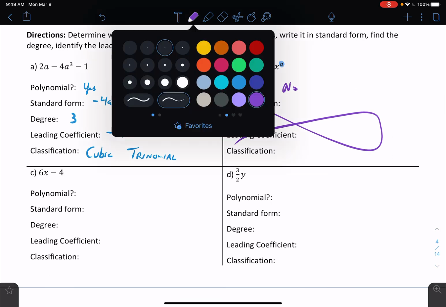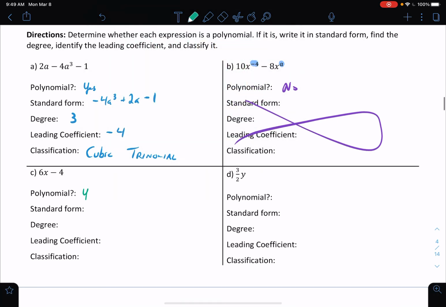Next, we got 6x minus 4. This is a polynomial. It's already in standard form. The degree is 1 because the exponent on the x is 1. The leading coefficient is 6. And the classification is that this is a linear binomial. It's linear because the degree is 1. And it's a binomial because there are 2 terms.